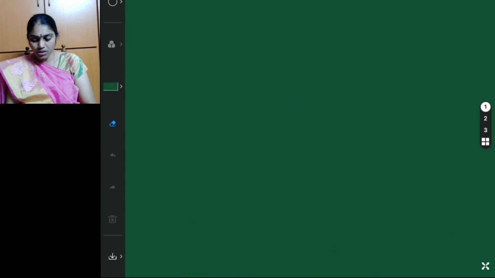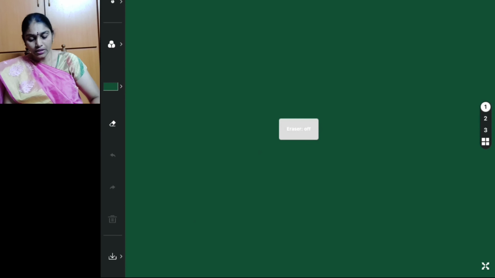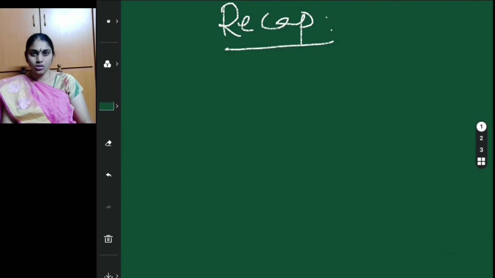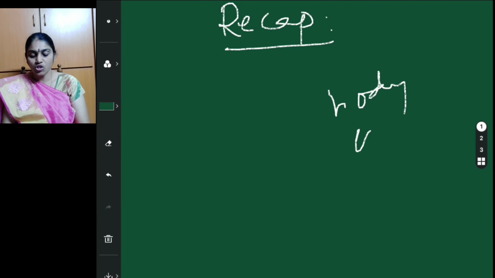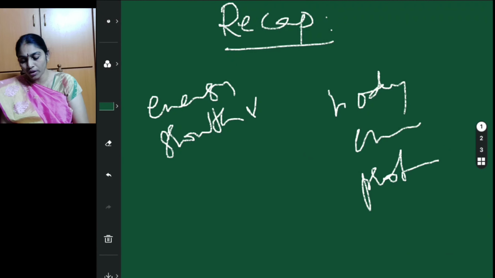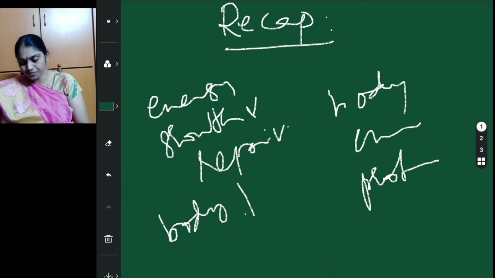So these are the objectives we have learnt in today's class. Let's have a quick recap of today's class. What we have learned today. What is nutrition? Nutrition is nothing but intake of nutrients. Nutrients are again of three types: bodybuilding, energy giving, and protective foods. Why should we take food? That is to get energy, for growth and repair of the body, and to maintain body temperature.